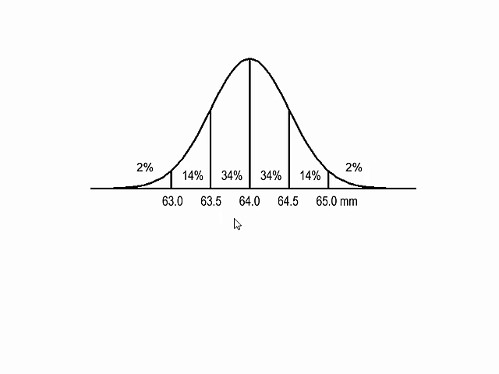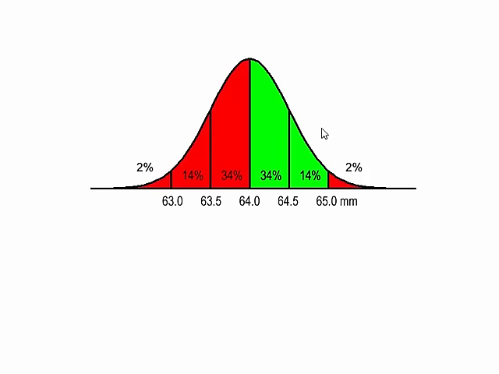Now, if we think about the design spec, the pistons lie between 64 and 65. So that means the green area meets the design specification, which means that the red area is scrap. 34 and 14 is 48. 48 from 100% gives us 52%. We have 52% scrap.